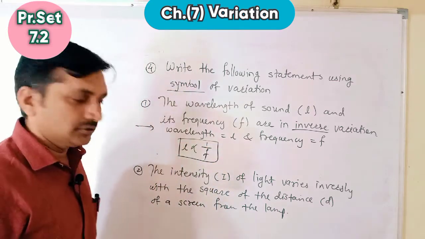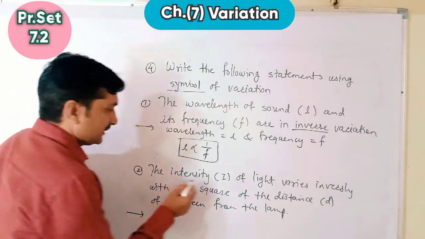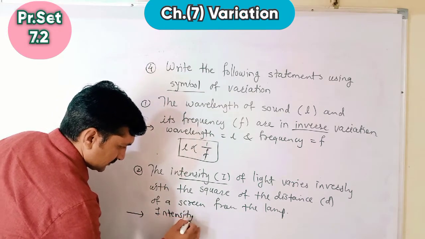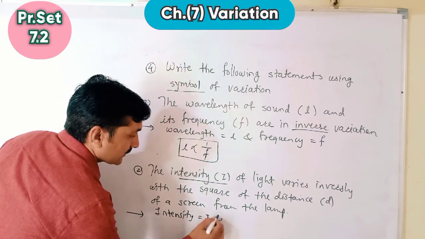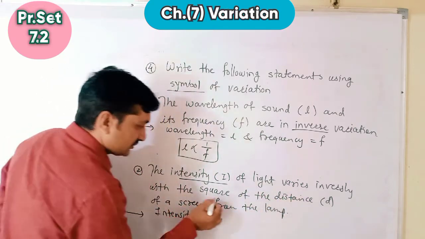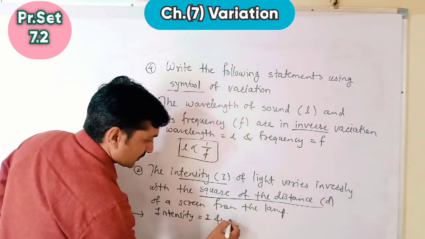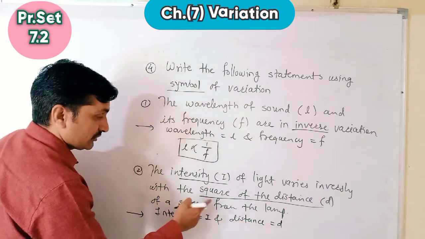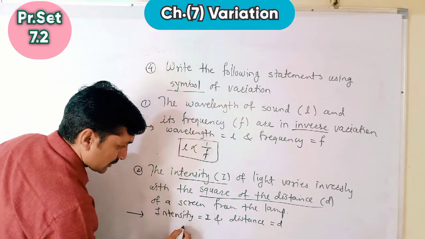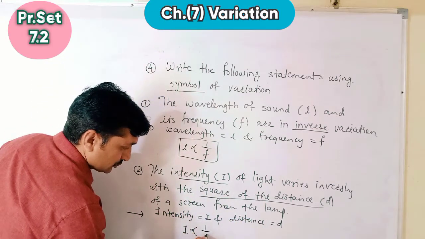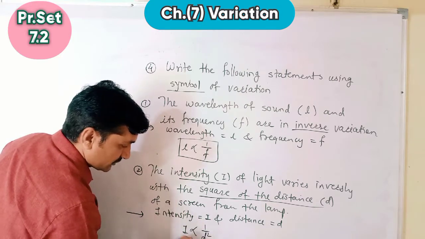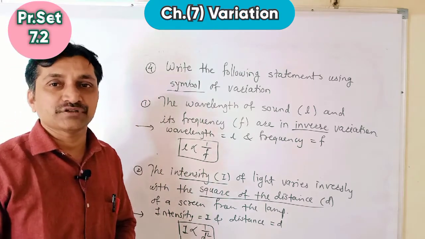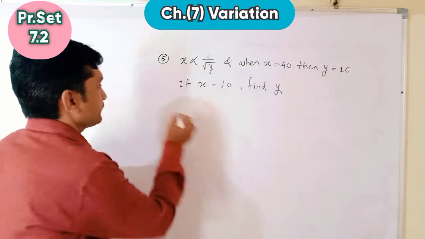symbolically. Okay, same way here it is also intensity I. Intensity is equal to I, and it is inversely proportional to the square of distance. Distance is D, and symbolically here is the square of distance. Therefore we have to write I is inversely proportional to D square, meaning square of distance. This is the symbolic representation. Friends, now let's see example number 5.